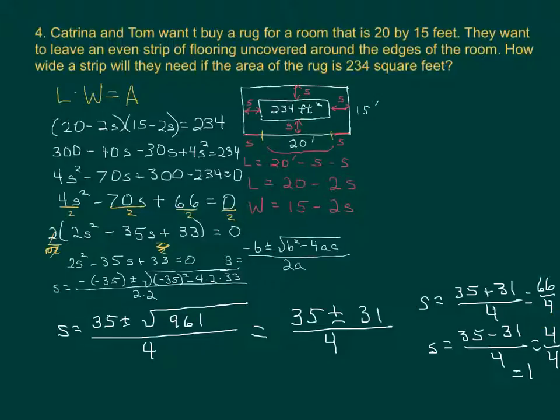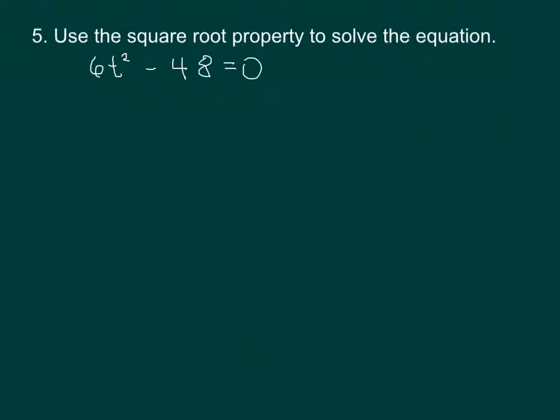Okay, look at your picture and you see that S is this distance here. If S is 16 and a half, that means this width between the carpet and the floor is longer than the width of the floor itself, and that's impossible. So we can disregard this solution because it doesn't work, and that leaves us with our solution, which is that S equals 1 foot. Your answer was 3.